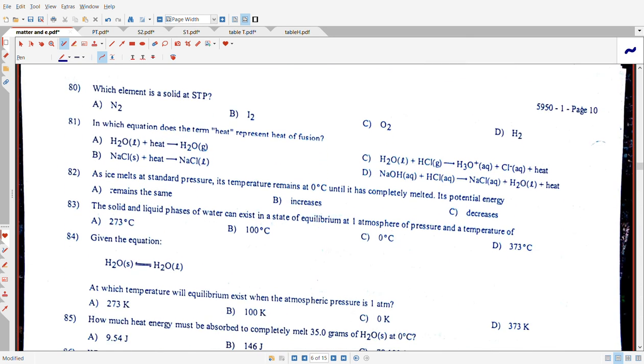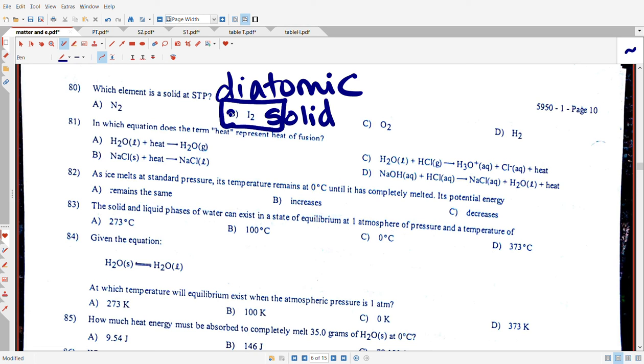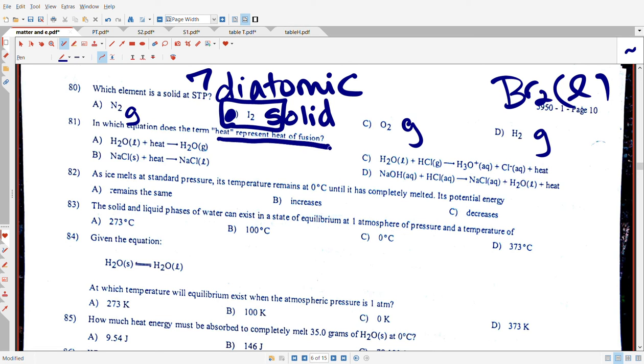Which element is a solid? Again, you have to memorize the 7 diatomic elements in nature. They exist as twins, and you're going to memorize that iodine is the solid, but it spells the word "is." That's how I'm going to remember that. All the other ones here are gases. There's one liquid, which is bromine. You're going to memorize bromine is a liquid, iodine is a solid, and the 5 remaining diatomic elements are gases. Heat of fusion is just a definition. It's solid to liquid. So again, I'm just looking at the subscripts.